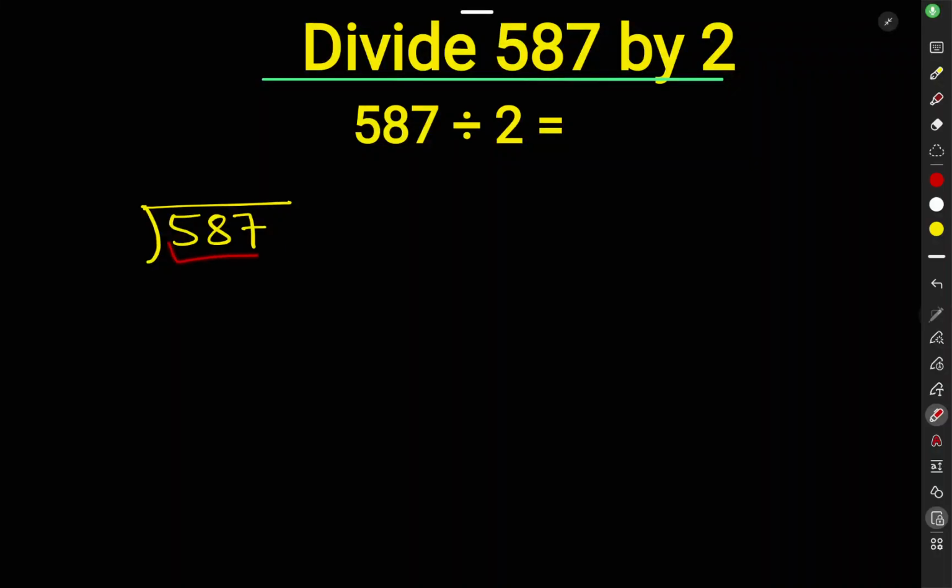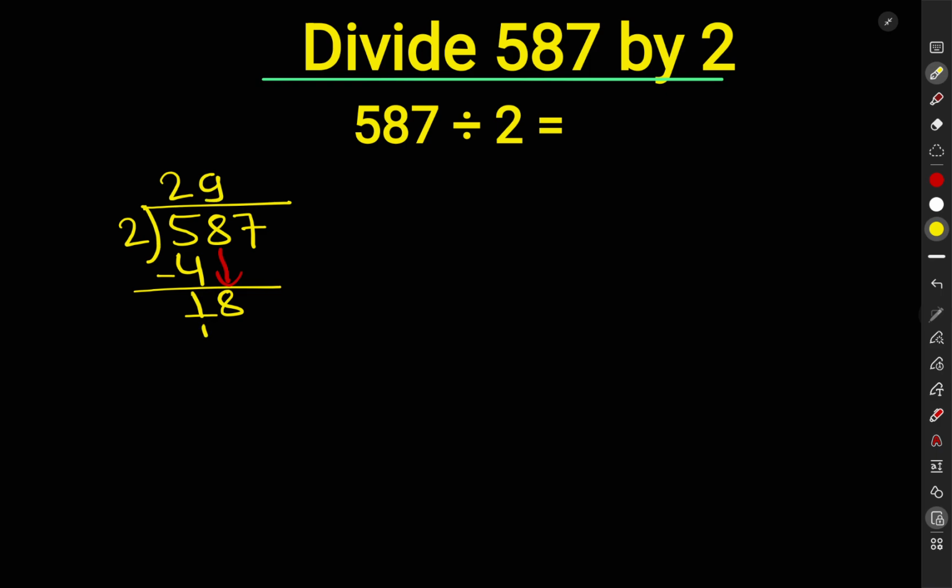Divide 587 by 2 in long division method. 2 times 2 is 4. On subtracting, we get 1. So now we put down this 8 and it is 18.